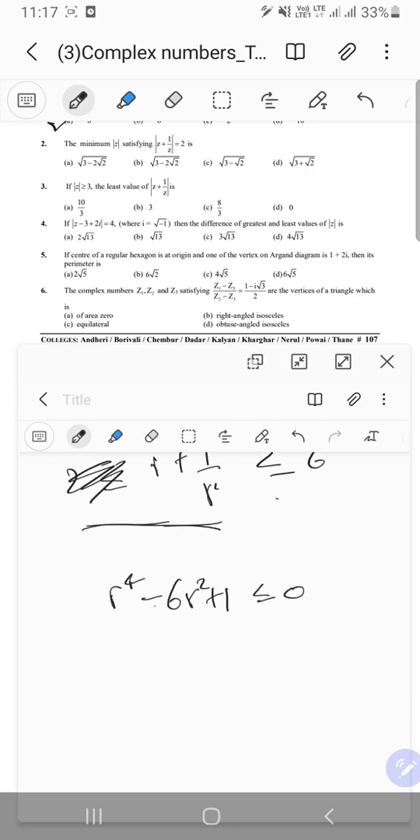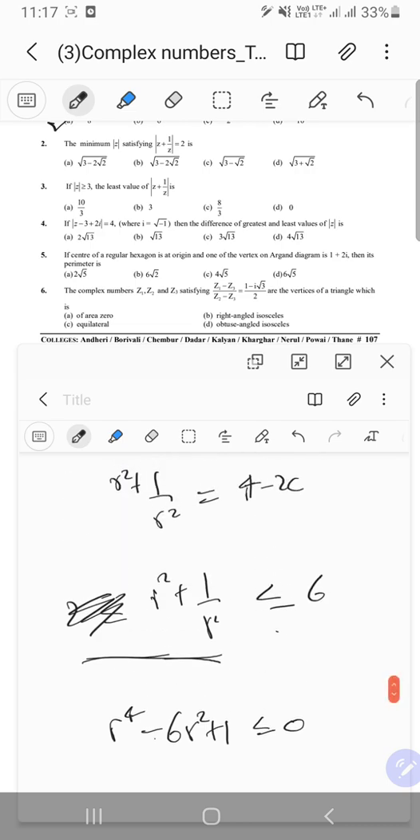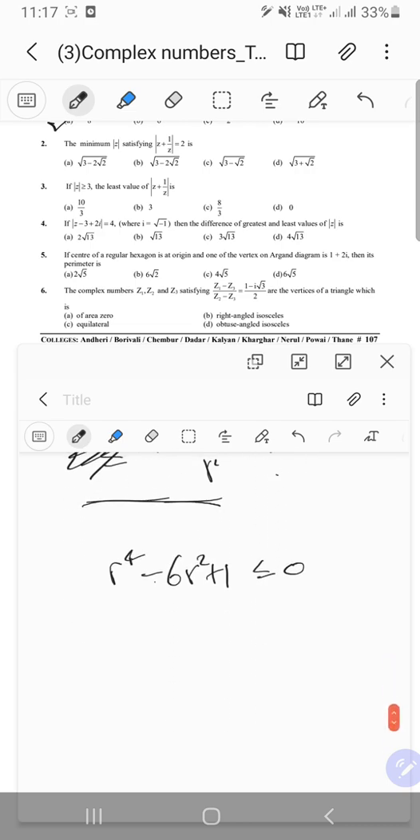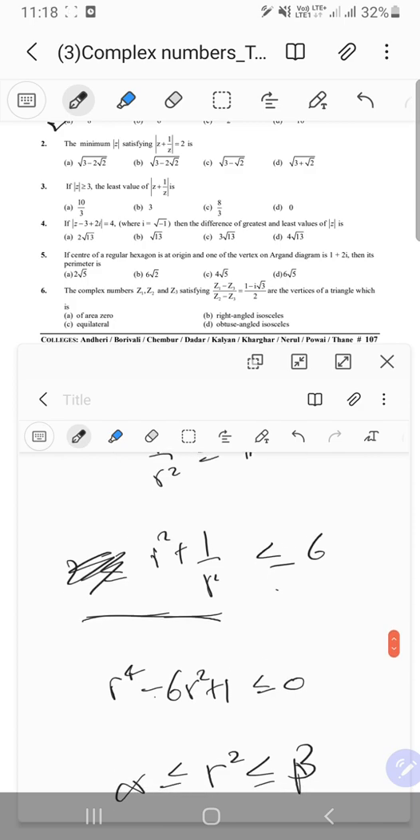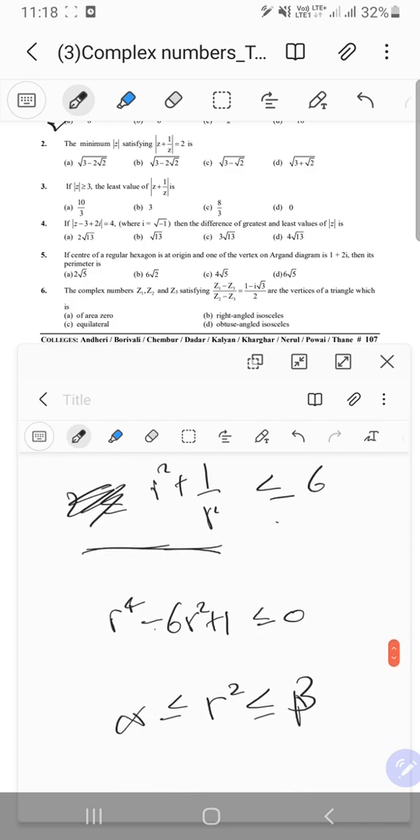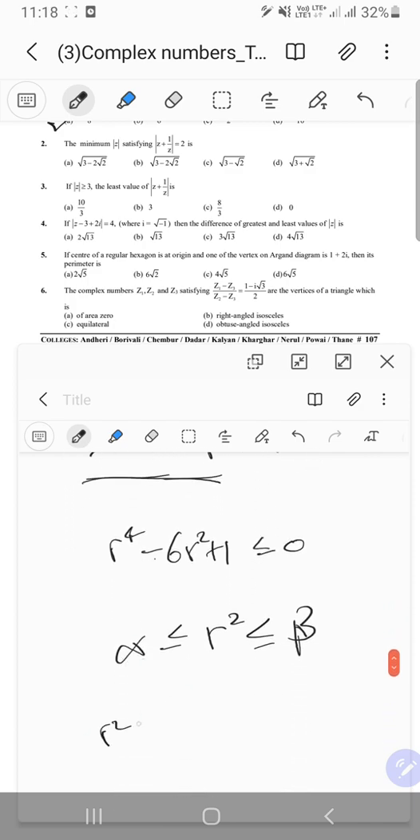Alright, what's the minimum value such that this will happen? It's going to have two values. Say this has roots alpha, beta, then r squared will be less than or equal to beta, which is the bigger root, and bigger than or equal to alpha, right? So the minimum value such that this happens will be when r squared equals alpha.